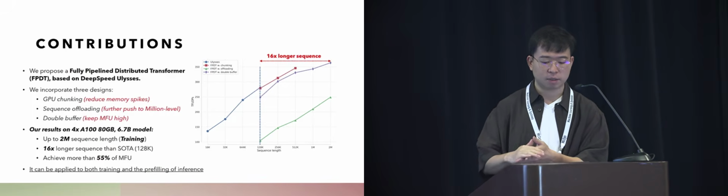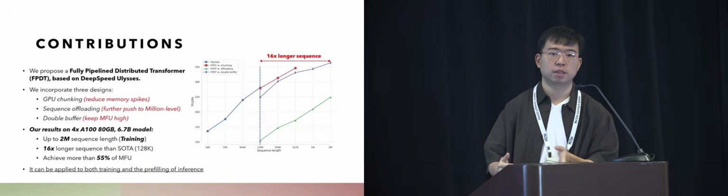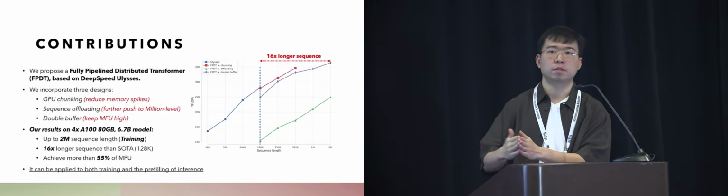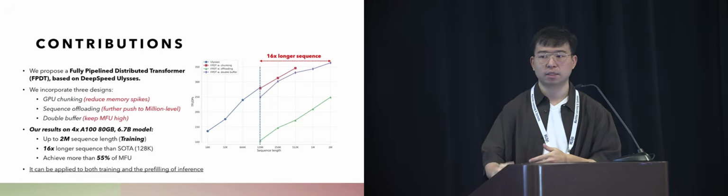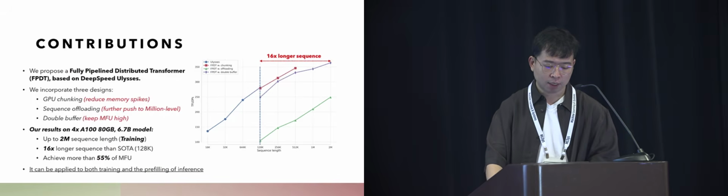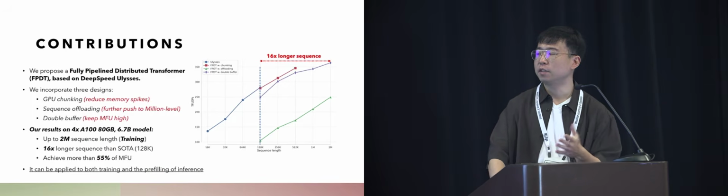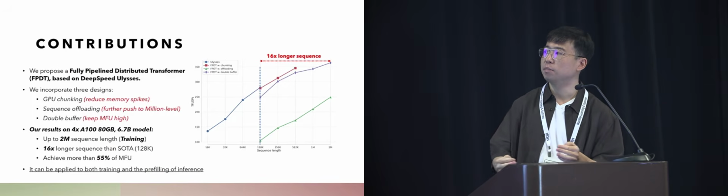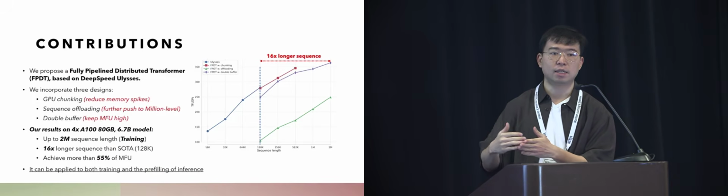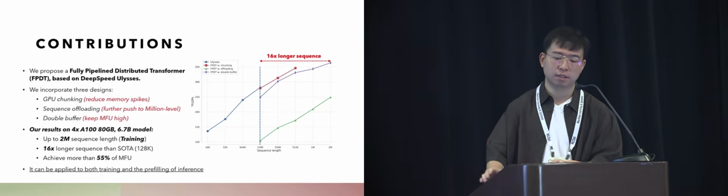The second is offloading some of the sequence to the host memory from the HBM memory. This further pushes the maximal supported context length to the million level, like 2 million, 4 million, etc. And we also have a double buffer. I think double buffer is a very familiar idea to all of you, but we use it here because of course we want to keep the MFU as high as possible. We don't want the GPUs to be idle.